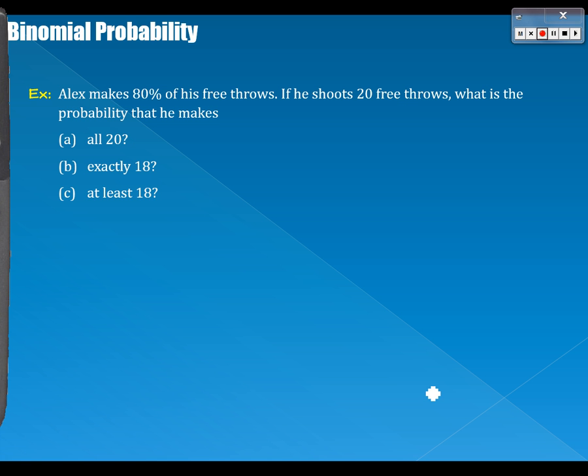Free throw percentages. Classic binomial problem, right? Suppose Alex is always throwing with this exact percentage. I'll do it too. It's really good, isn't it? Sorry, I'm unreasonably good.